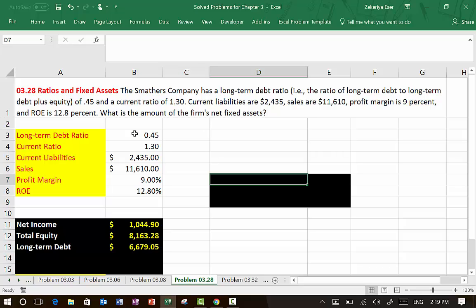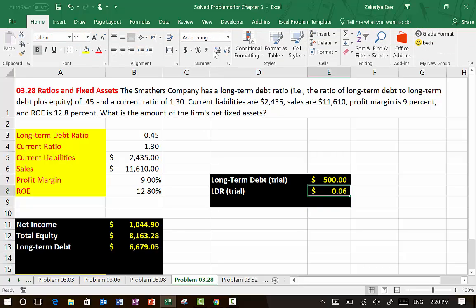let's use goal seek. Let's use a trial value for long-term debt. For now, let's put in 500. Given that, we can calculate, I'm going to simply call that LDR trial. That would be long-term debt divided by long-term debt plus total equity. Of course, that's not dollars.